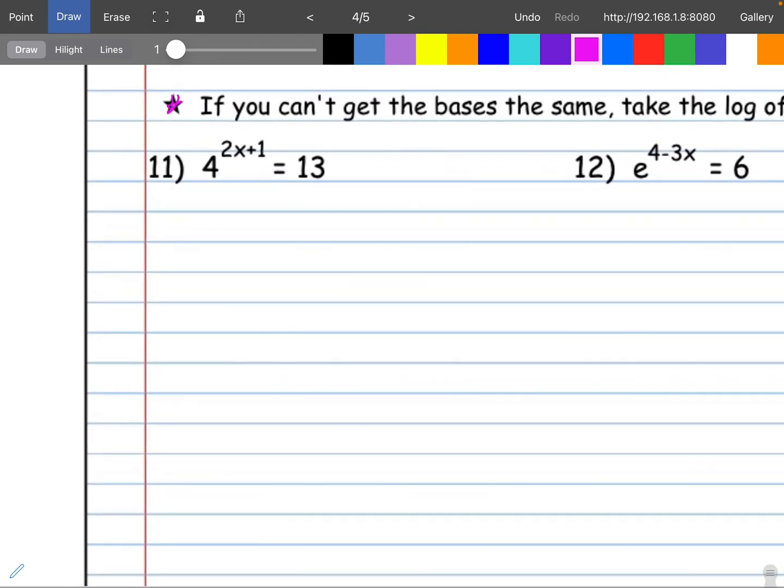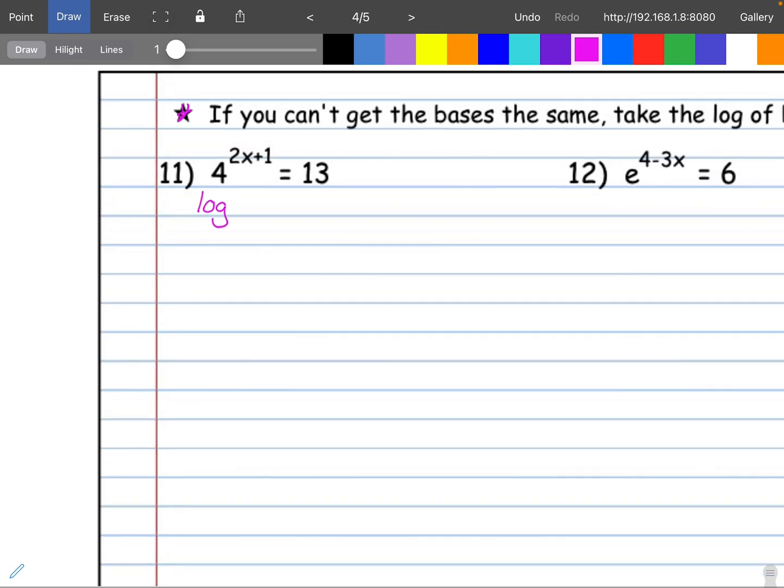Since 4 and 13 cannot be rewritten to have the same base, there is no way. 13 is a prime number, and 4 can only be divided by 2, so there's no way to rewrite those to have the same base. Therefore, I'm going to take the log of both sides. So I'm going to say log, and I'm going to use an understood base 10 because that gives me the option to use the calculator later.